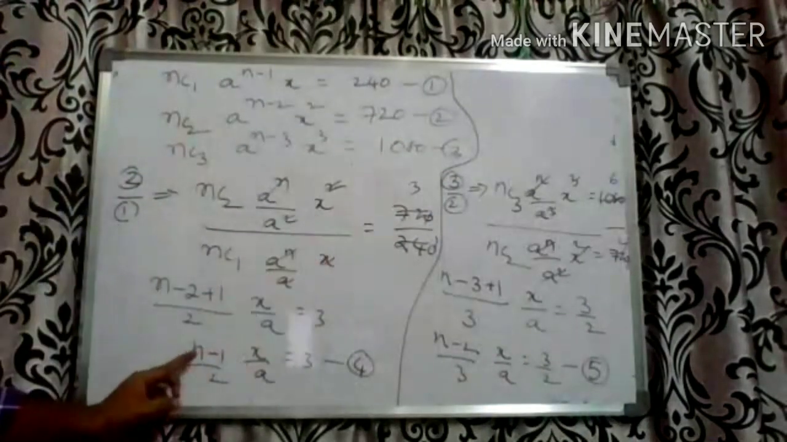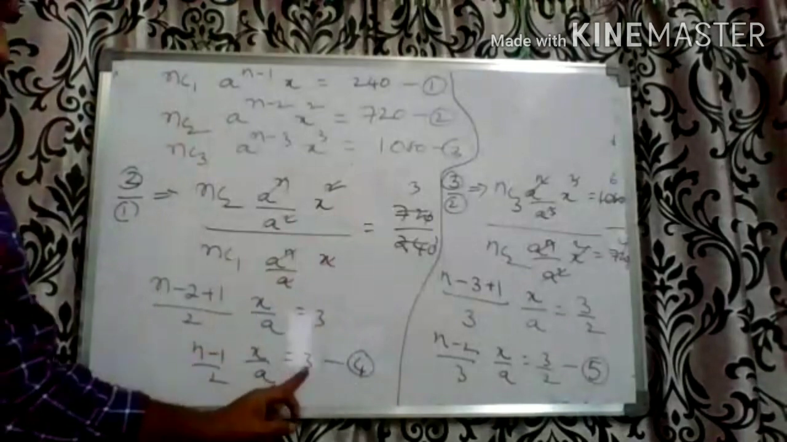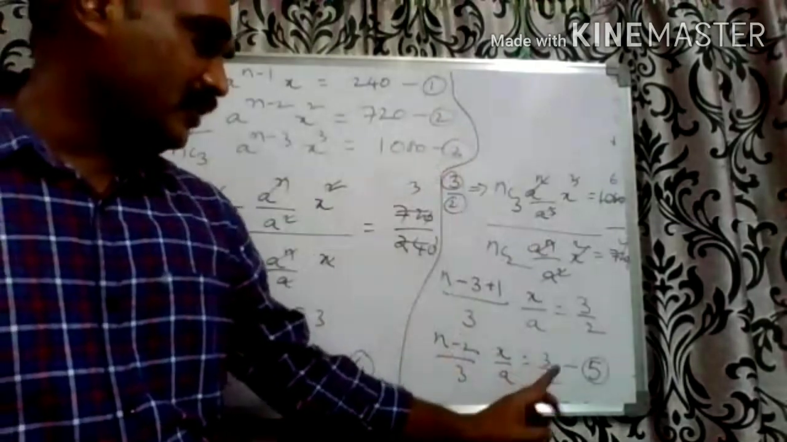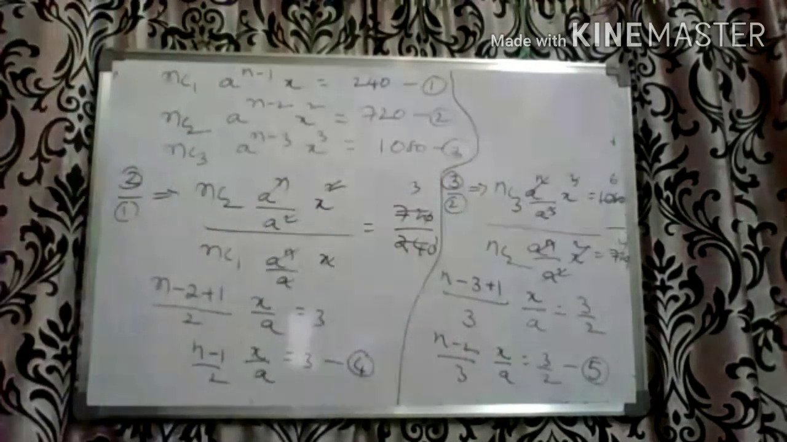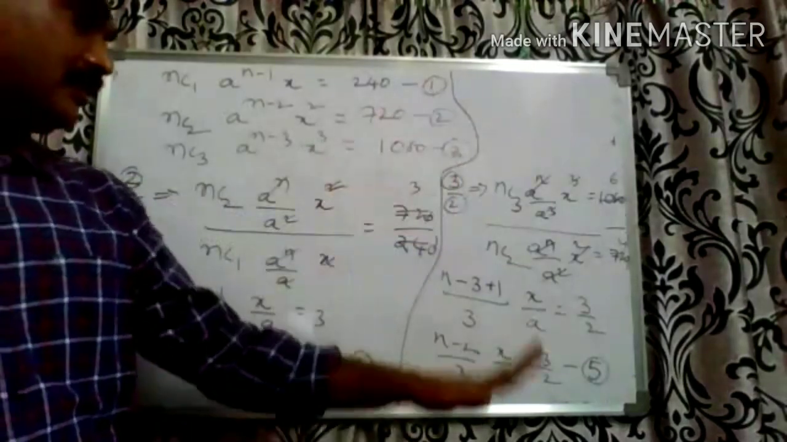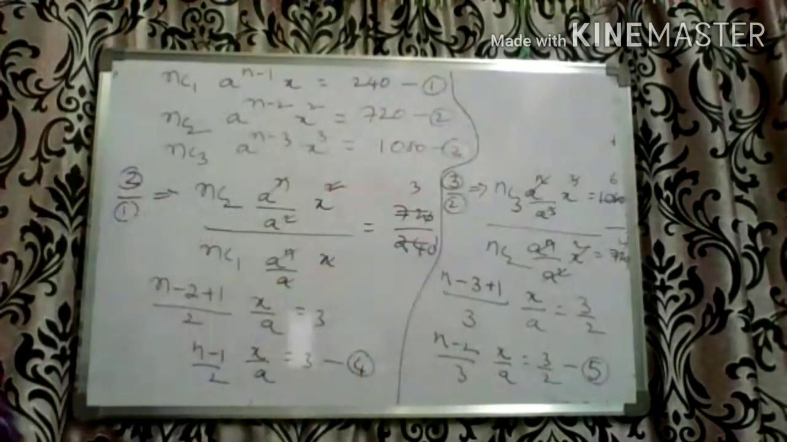So 2 by 1 gives (n - 1) by 2 into x by a is equal to 3. Next, 3 by 2 gives (n - 2) by 3 into x by a is equal to 3 by 2, which is the fifth equation. Okay, solving equations 1, 2, 3, 4, 5, find the values of a, x, n.